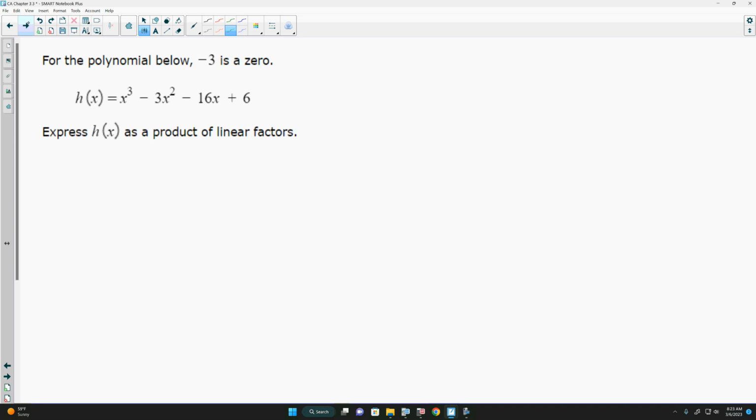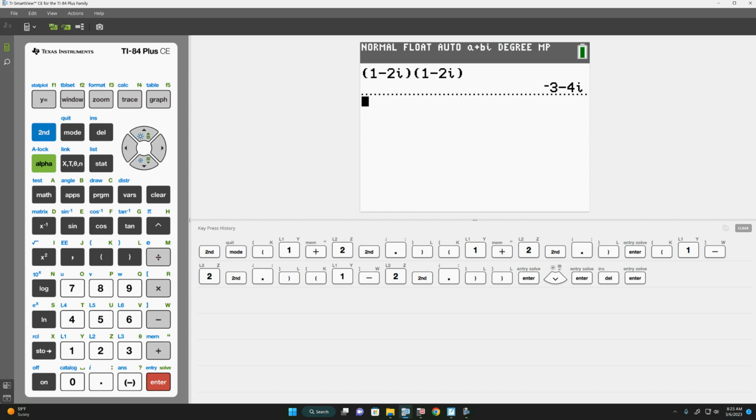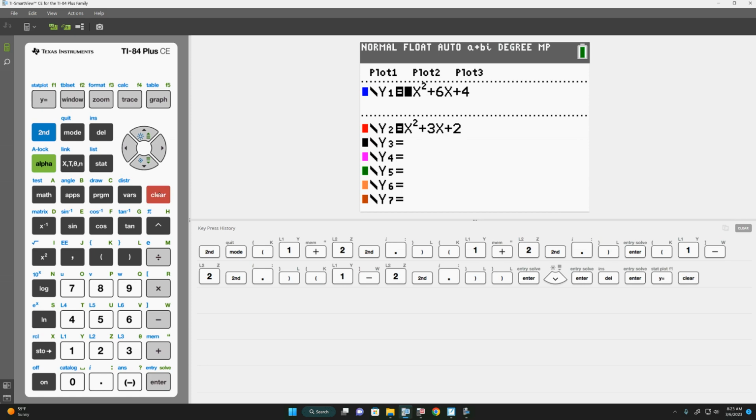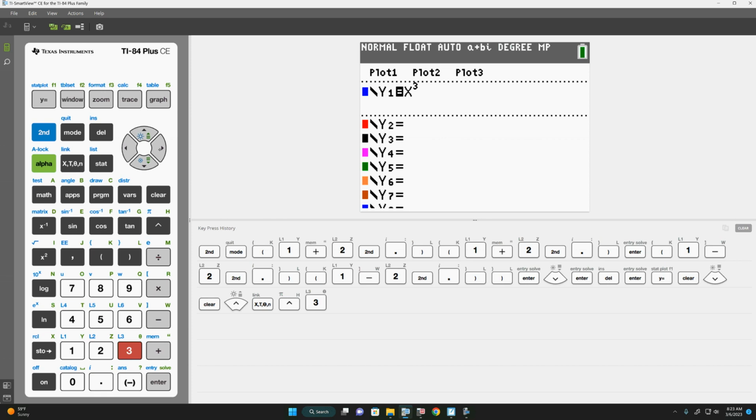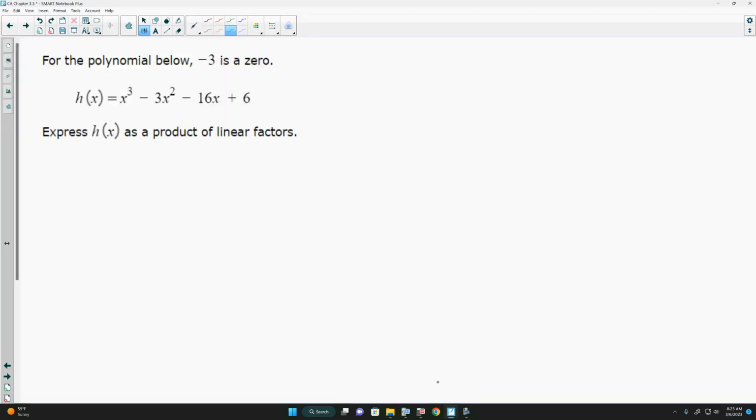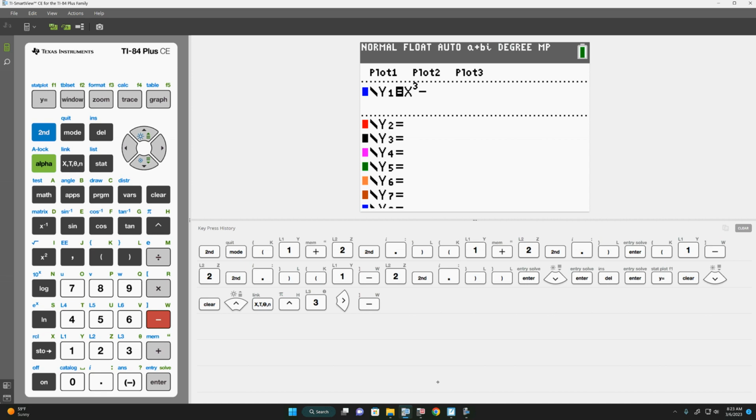X cubed minus 3x squared minus 16x plus 6. So I'm going to just graph this. Clear both of these out. X cubed minus 3x squared minus 16x. Was it plus 6?